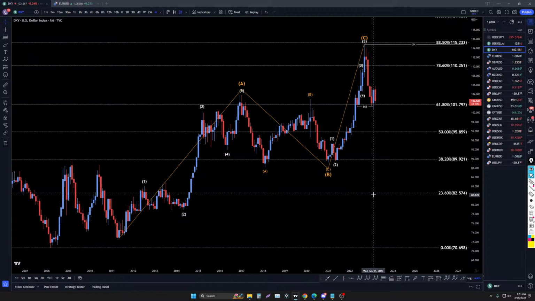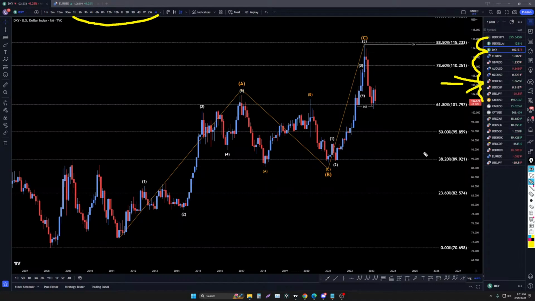As usual, we're going to do a full top-down analysis on the US dollar all the way from the monthly down to the 1 hour time frame. Then we're going to apply that to all the other US dollar pairs and see if we can figure out what direction or what trades we should be looking for on all the other US dollar pairs, using the US dollar index as a roadmap to help us decide which direction to trade in. So let's get started right away and start off with our monthly time frame.